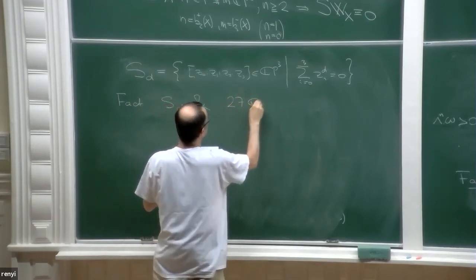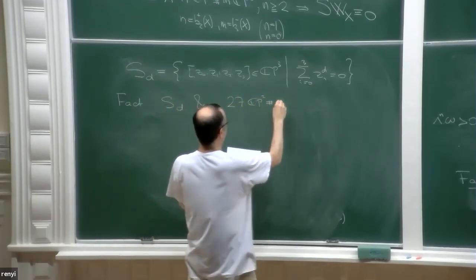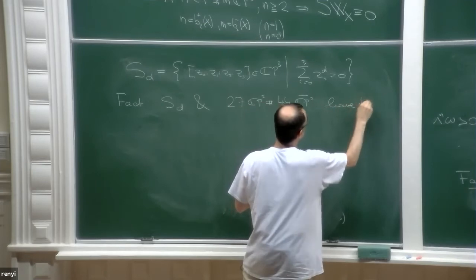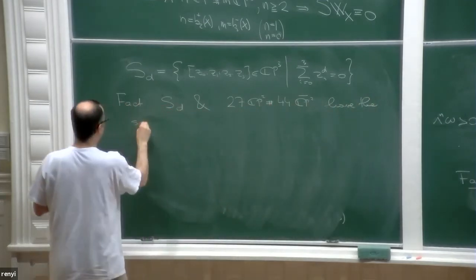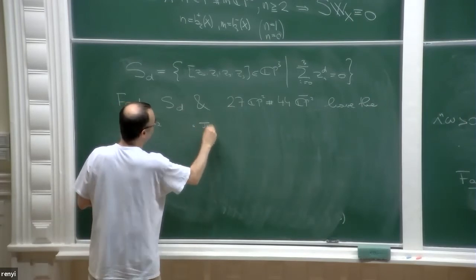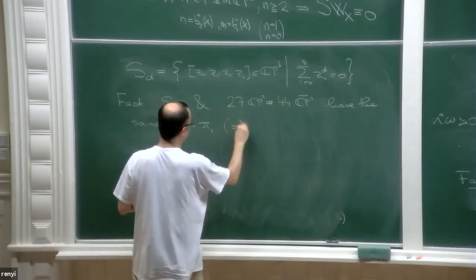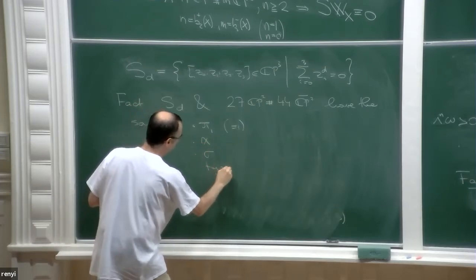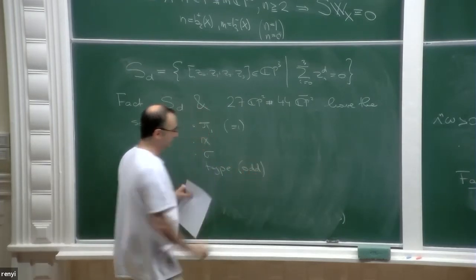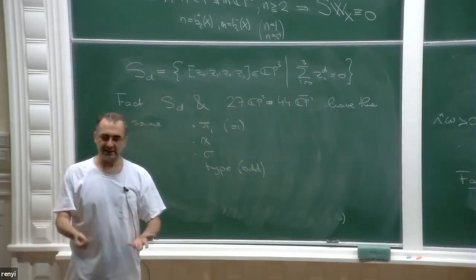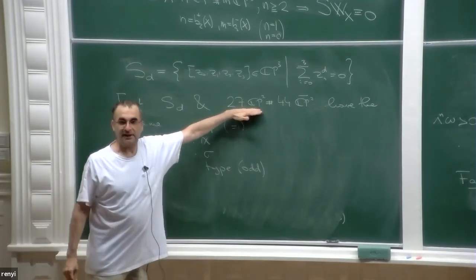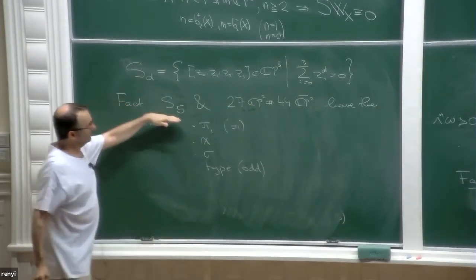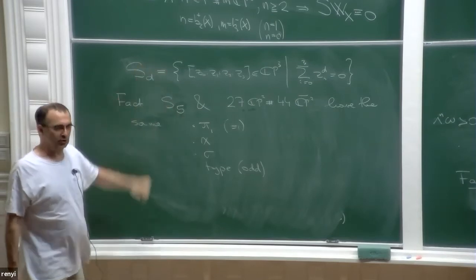27 CP2 connected sum 44 CP2 bar have the same. So first of all, fundamental group, they are both simply connected. Euler characteristic, signature, and type, both odd. So once again, to compute these numbers for this manifold is a triviality. To compute it for S5, that relies on the solution of that homework assignment.